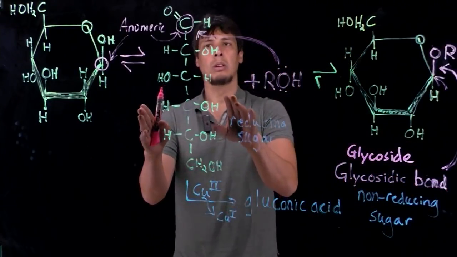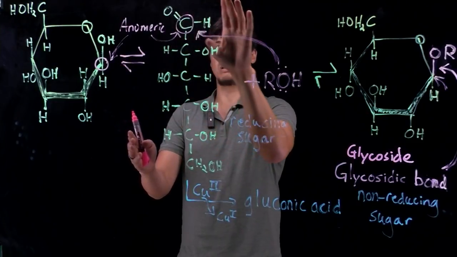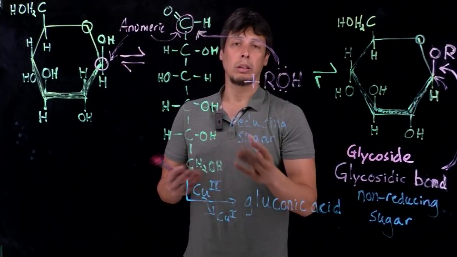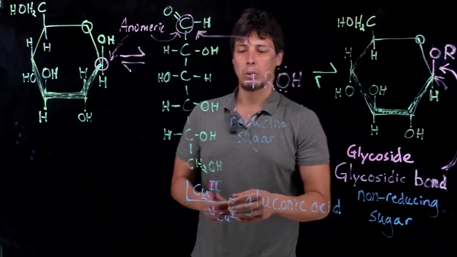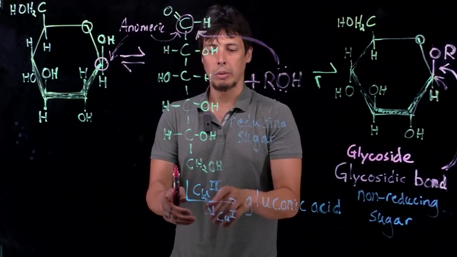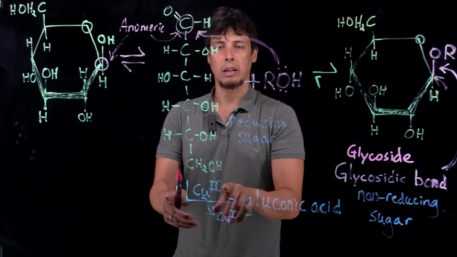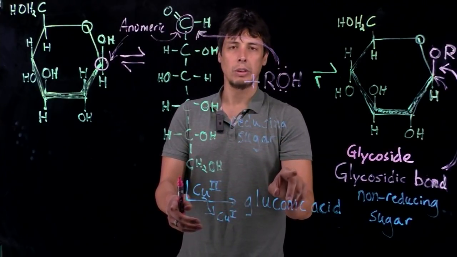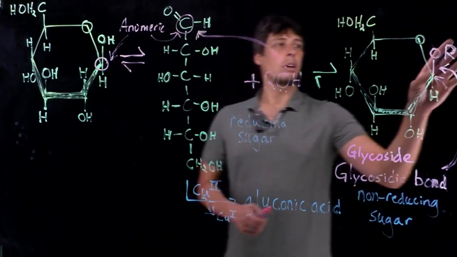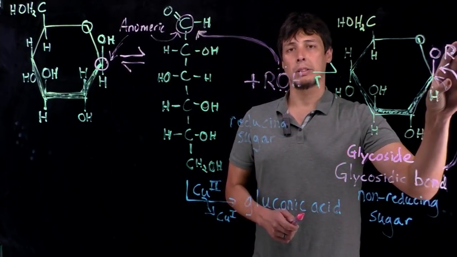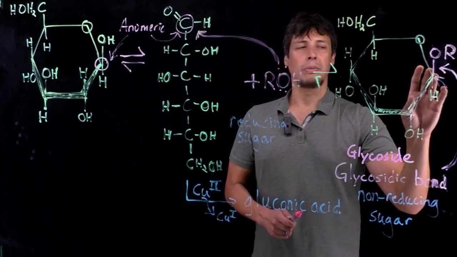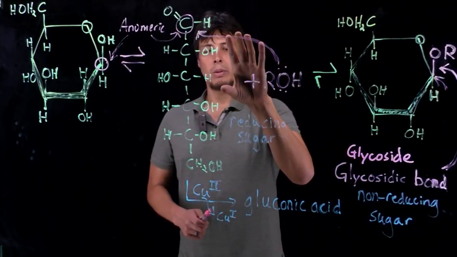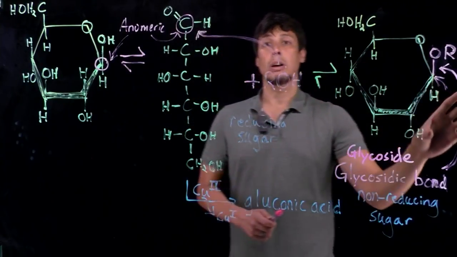Whereas D-glucose, because the linear or aldehyde form is available within the equilibrium, can interact with copper 2 to reduce it, and this is known as a reducing sugar. So the point is that formation of this glycoside, formation of this glycosidic bond, changes this from a reducing sugar to a non-reducing sugar.